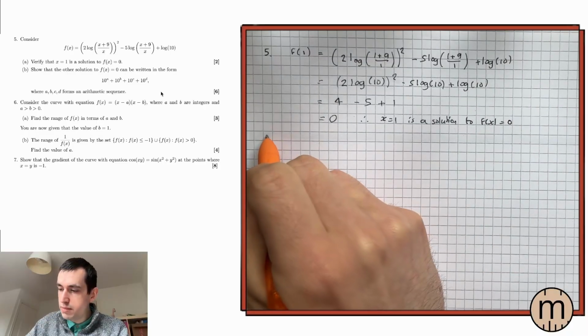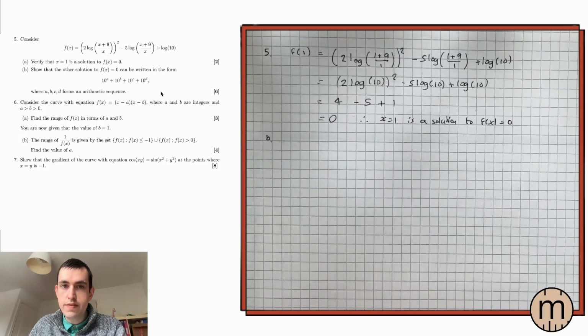Okay, now for the funky bit. Now we need to find the other solution and give it of that form, which is a very strange form. So what I'd like you to notice here is that we've got log of (x plus 9) over x with a square and log of (x plus 9) over x. So, ringing bells that it's a hidden quadratic.